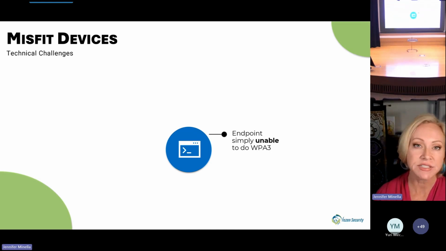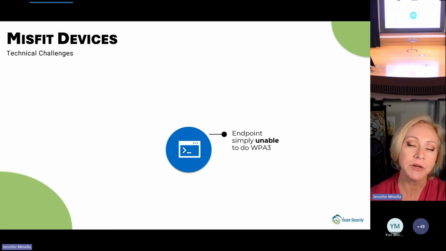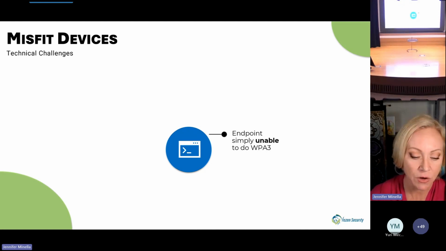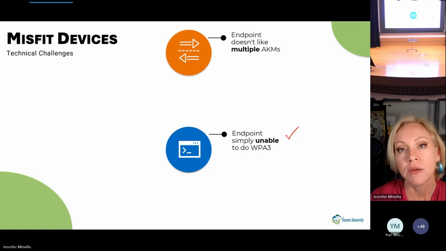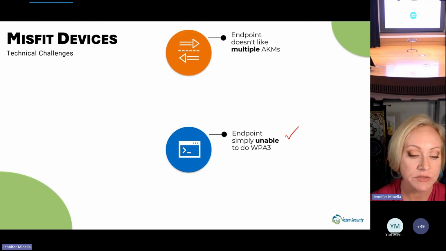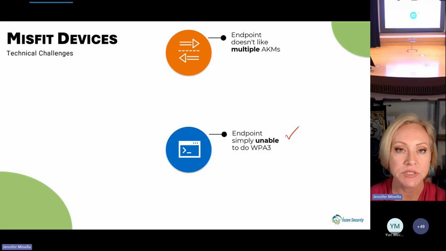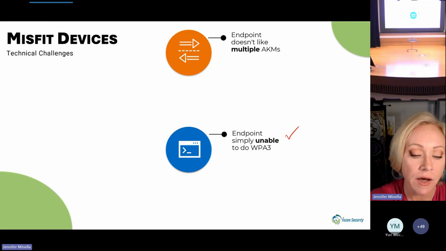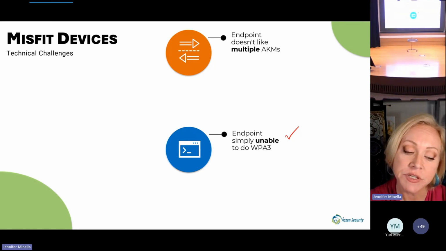There's a few reasons for this, and then when we get through the bubbles here, I'm going to come back around with some solutions. So some endpoints just can't do WPA3. That does not bother me. Okay, cool. No problem. What's next? The next thing is we have some endpoints that don't like multiple AKMs. And I'll show you an example here in a second with a screenshot of an advertisement with multiple AKMs.